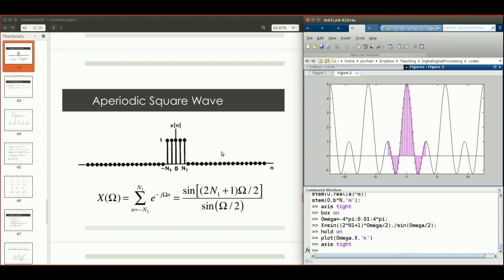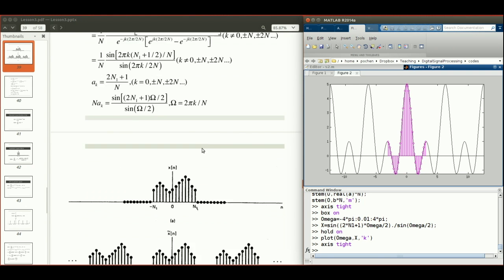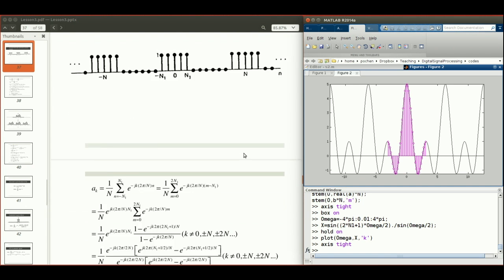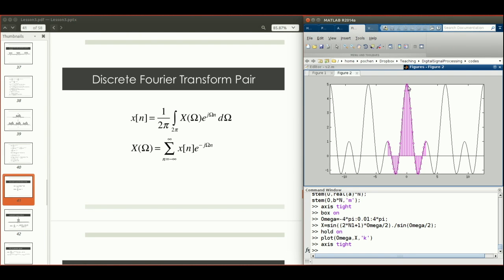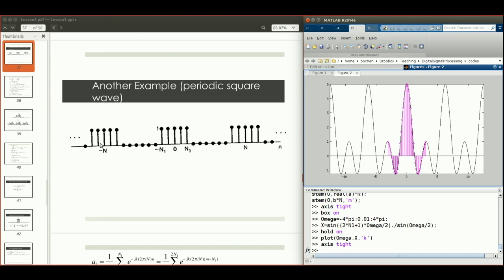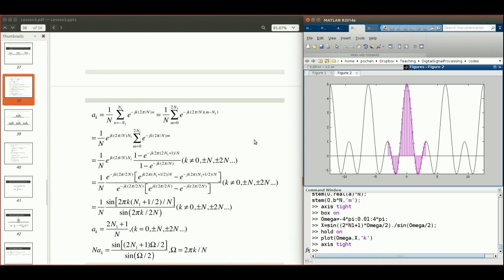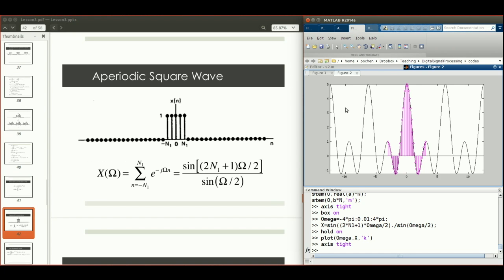And the DFS of the corresponding periodic signal, that's a periodic square wave train, this kind of thing, is merely a discrete sample of the DFT of the aperiodic signal, within just one fundamental period, basically. You can see the magenta sticks here. The magenta sticks are the discrete Fourier series of this periodic square wave, and the black curve is basically the DFT of this aperiodic square wave, right?